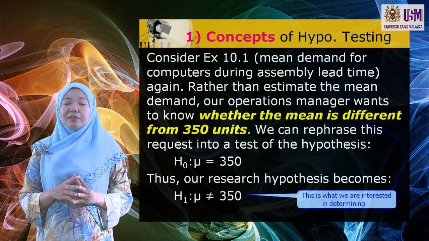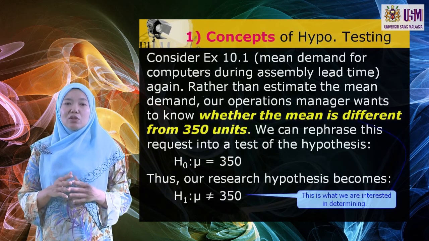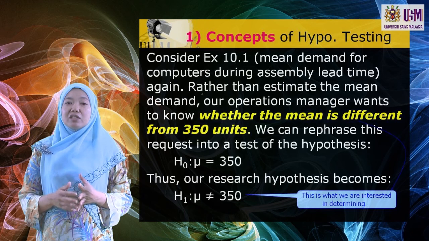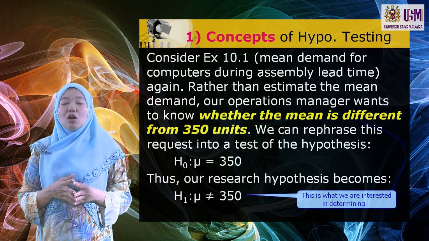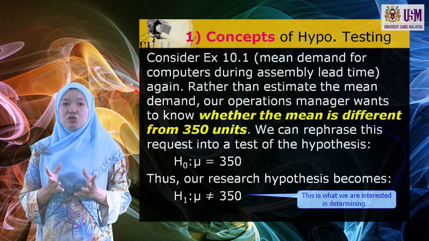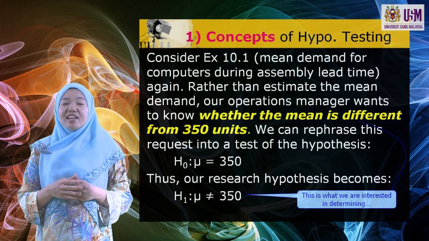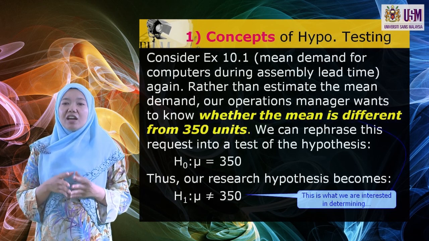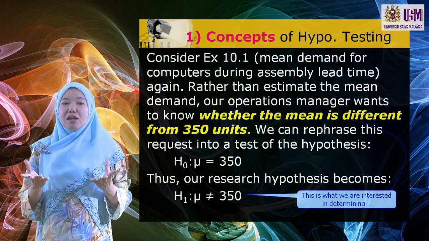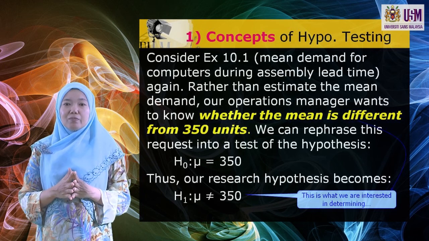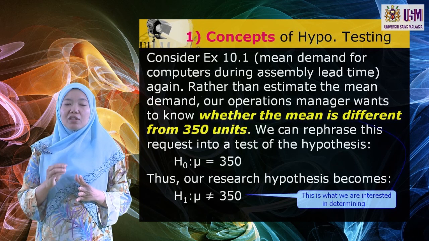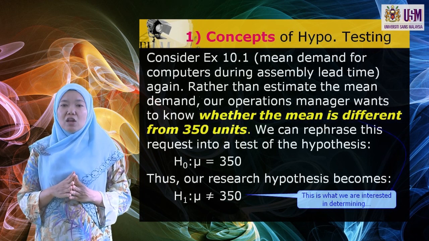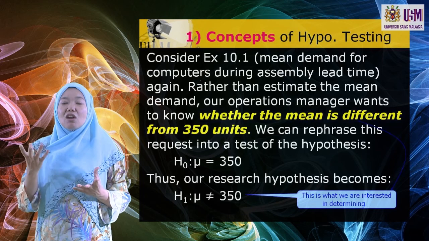Let's consider example 10.1 from the textbook. Example 10.1 is about mean demand for computers during assembly lead time. This is the same example that I introduced when we discussed normal probability distributions. Rather than estimate the mean demand, let's say you, as the operations manager, are interested to know whether the mean is different from 350 units. We can turn this request into a test of hypothesis.